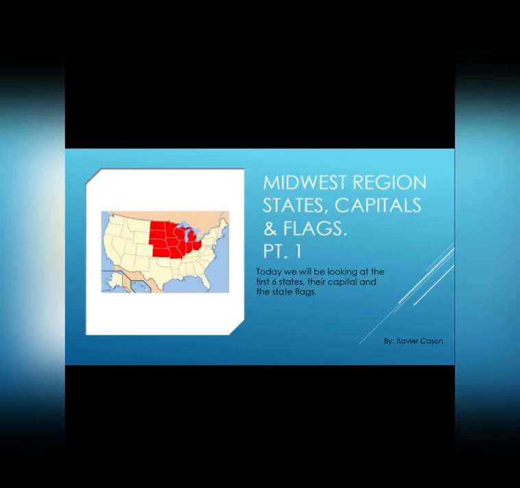Hello, all students. Today we will be talking about the Midwest region, states, capitals, and flags. But we're only going to talk about the first half of the Midwest region. We all know that there are 5 regions: the West, the Southwest, the Midwest, the Southeast, and the Northeast. Today we will be looking at 6 of these states, as well as their capitals and their state flags.